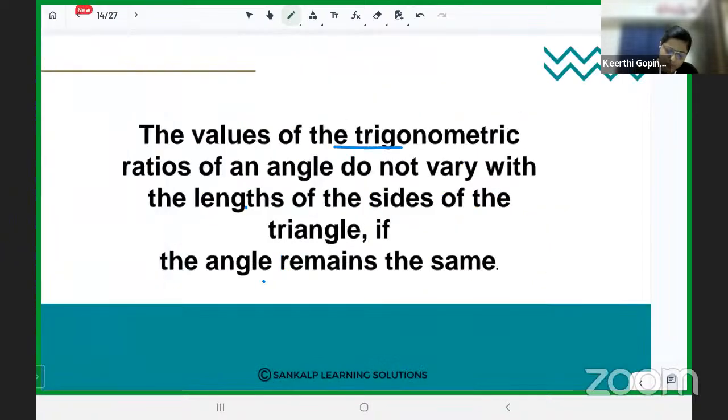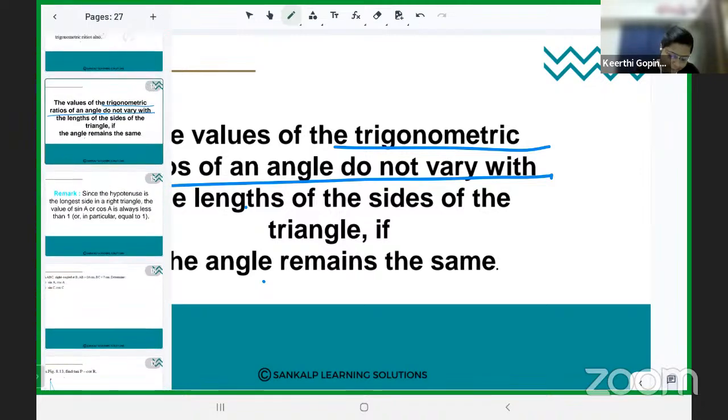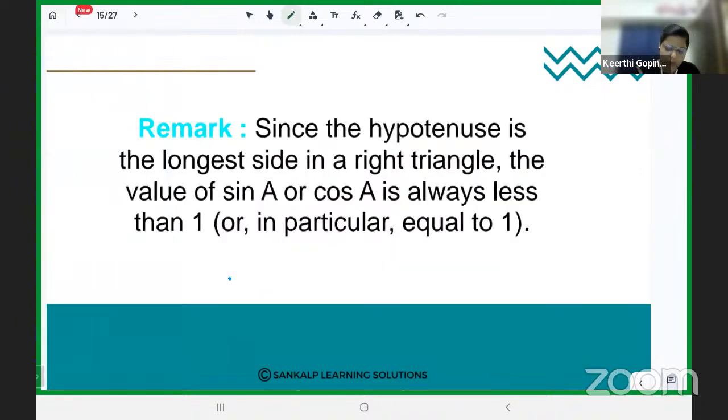The values of trigonometric ratios of an angle do not vary with the length of the sides of the triangle, if the angle is the same. Okay. Now, one more point, and after that we'll start doing the problems. Since the hypotenuse is the longest side in a right triangle, the value of sine A or cos A is always less than 1 or, in particular cases, equal to 1.